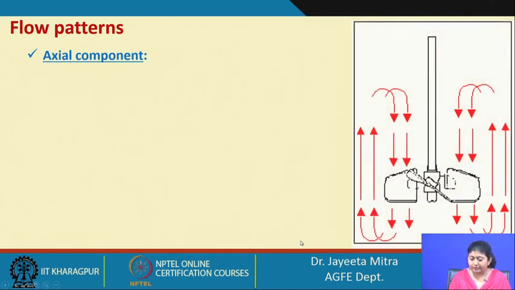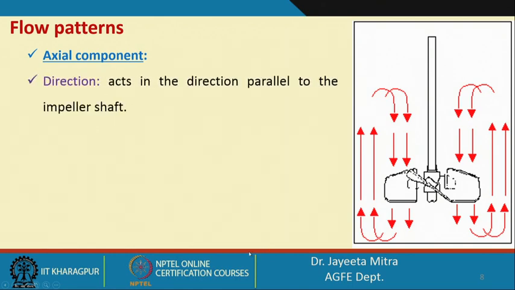Now, when we see the axial component, in this figure the blades are a kind of curved blade we use, and this curved blade will initiate an axial or longitudinal flow. Okay. These are also called propeller blades or curved blades. This acts in the direction parallel to the impeller shaft. So, this is the shaft and in the parallel direction the flow of the liquid will be there. So, it moves the liquid in the longitudinal direction.